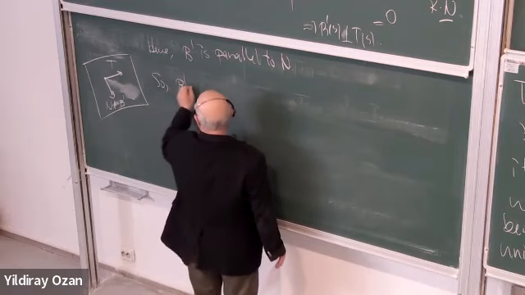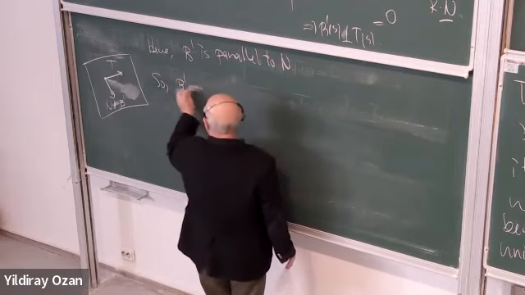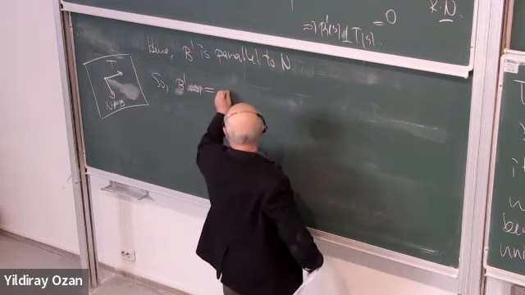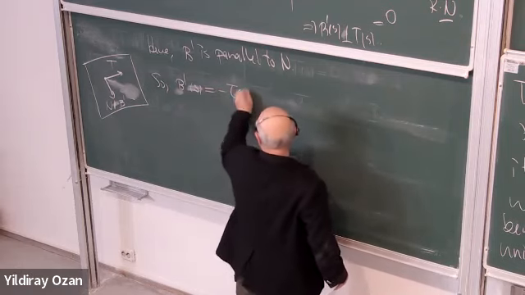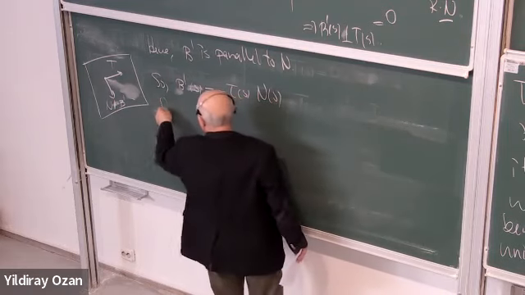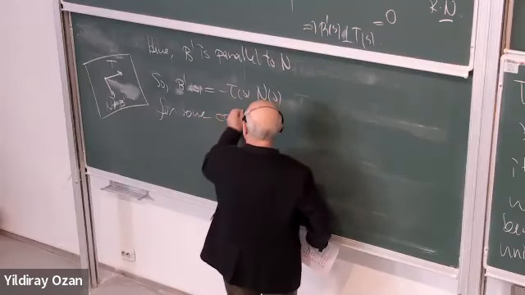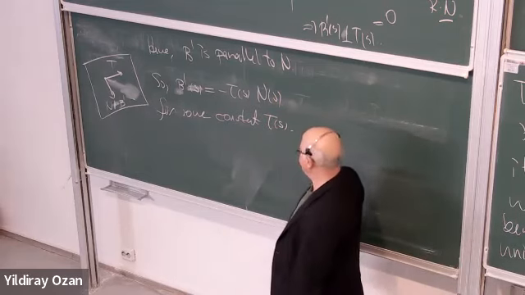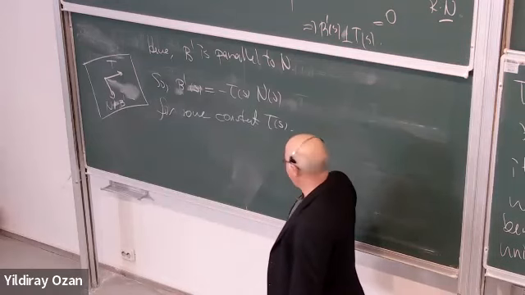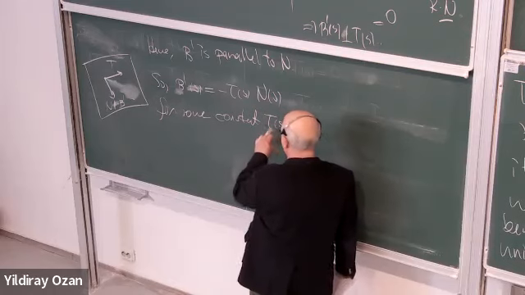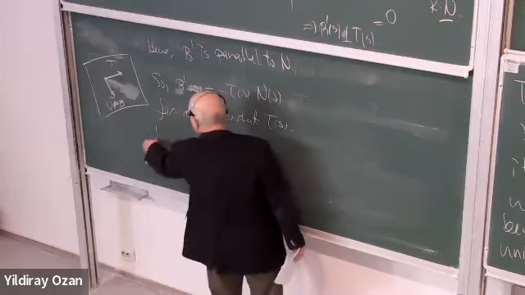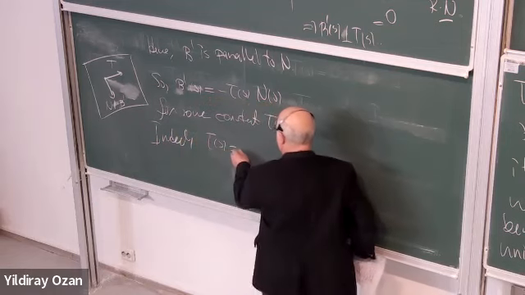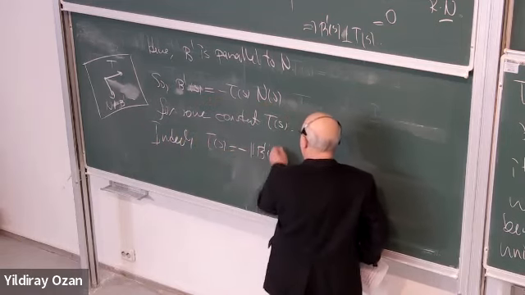So B prime s is just some constant, well, we will call that constant minus tau s times N s for some constant tau s. Of course, yeah, you are right. This is what? Indeed. Tau s is just what? It is just minus the length of this derivative vector.